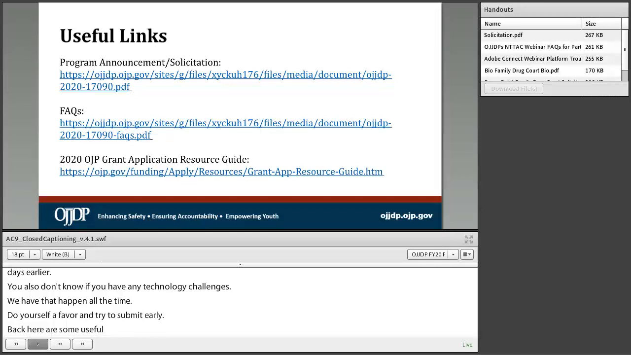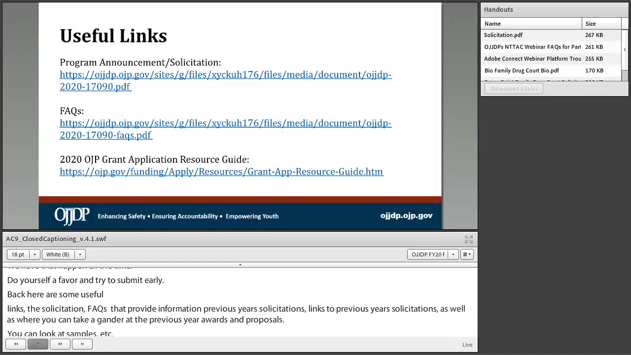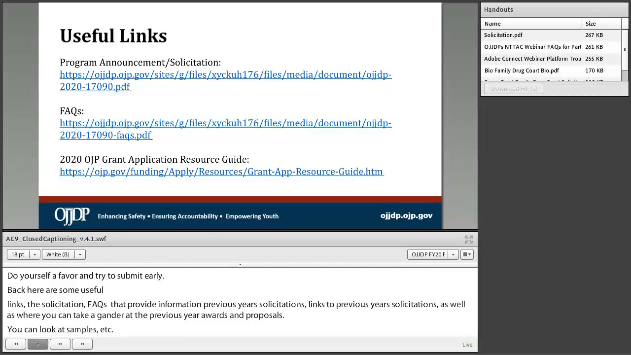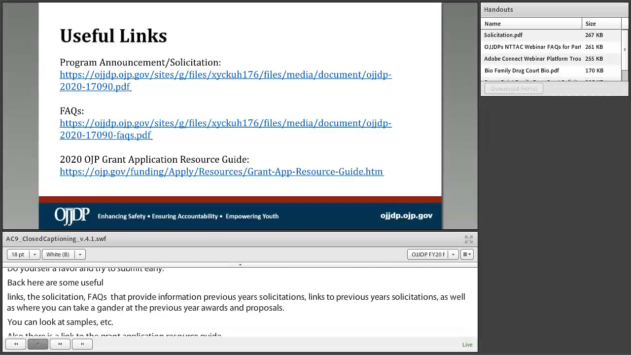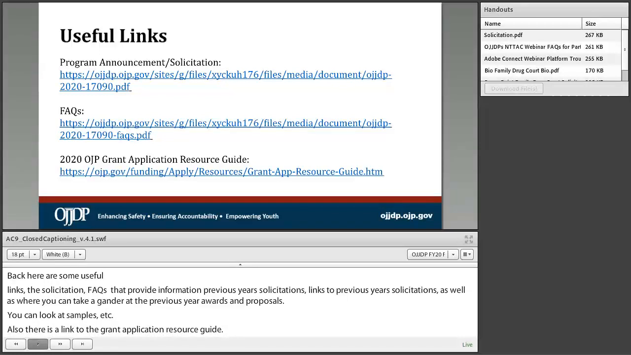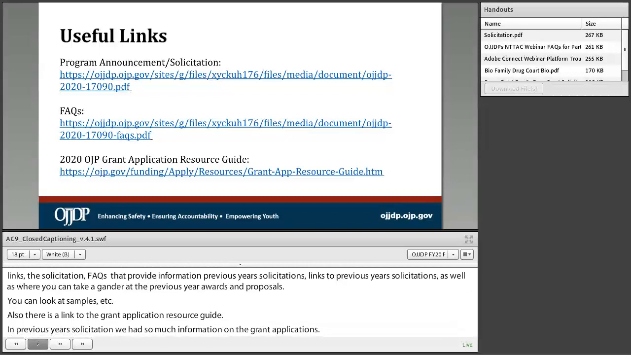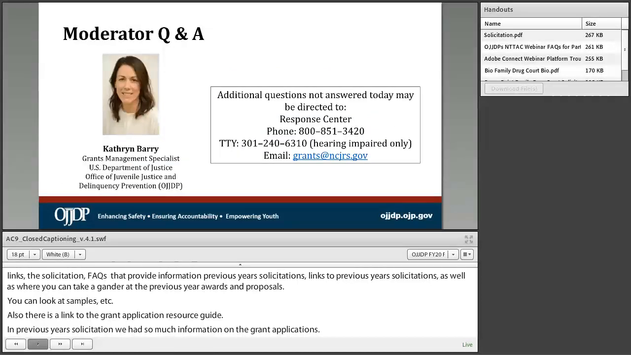In previous year solicitations, we had so much information on grant applications, and instead we're now directing everybody to this link, the resource guide, which provides a ton of useful information on every aspect of the grant application online at your fingertips on the web rather than in the solicitation. So definitely utilize the application resource guide for sure.